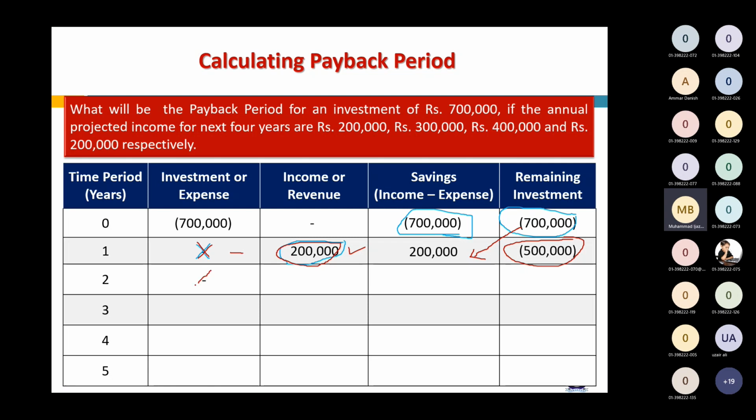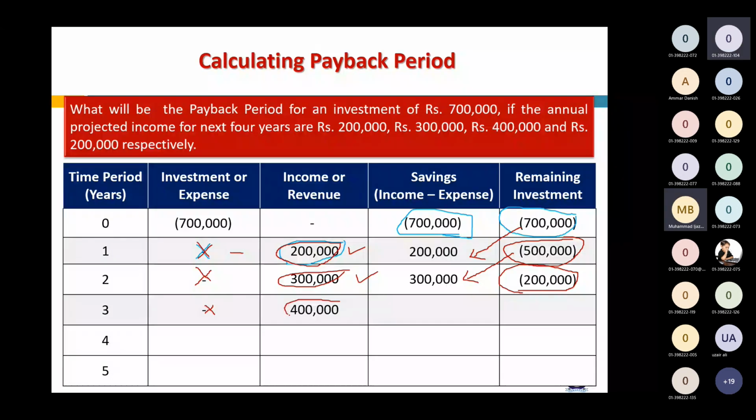In the next year, again, there is no investment and we are only having an income, and all of it is my saving, that is 300,000. So now out of this 500,000, I was able to recover another 300,000 here. So I am left with 200,000 in my business. Next year, again, the same thing happens, no expense. This is my income and all of it is my saving because I don't have any other expense. Out of this 200,000, I had to recover 200,000, but I recovered 400,000 here. So now what happened? Not only was I able to recover this amount, but I also made some profit, isn't it?